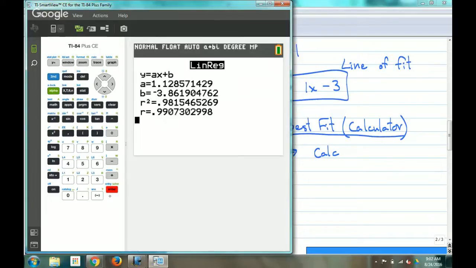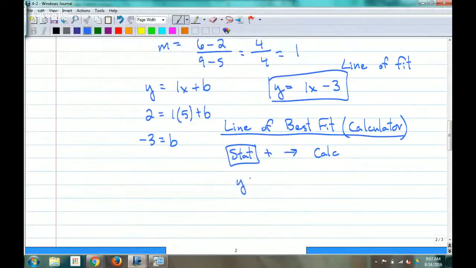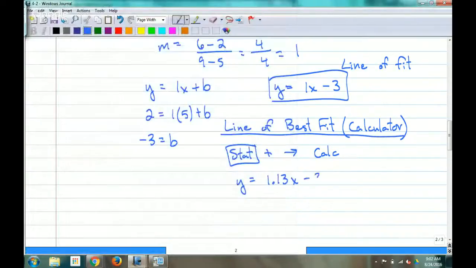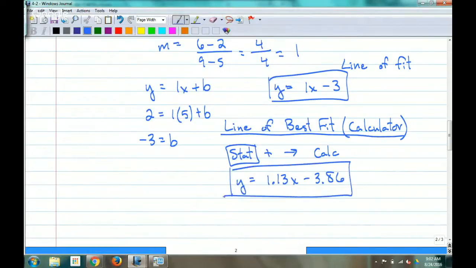So we're going to round that to 2 decimal places for each of those. Okay, so 1.128 should round up to 1.13x. And then the y-intercept, negative 3.861, rounds to negative 3.86. That's our line of best fit.